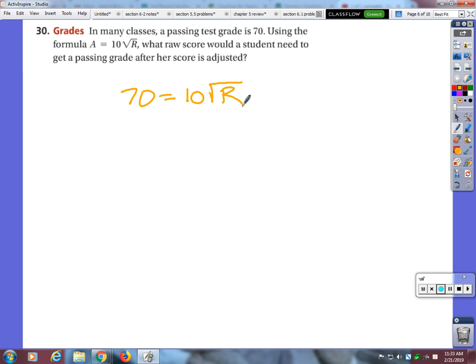Divide by 10. So if I divide both sides by 10, then 7 is equal to the square root of R. So what does R equal? 49. So if you got a 49 on the test, the nice teacher that you have would take the square root of 49, which is 7, multiply that by 10. So your previously failing score of 49 would jump up to be 70.